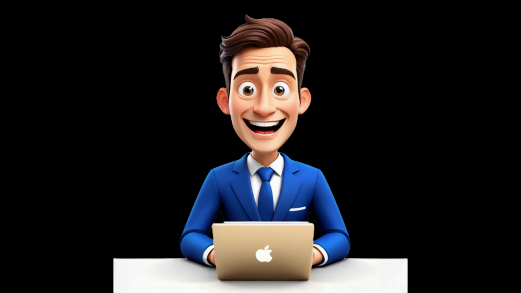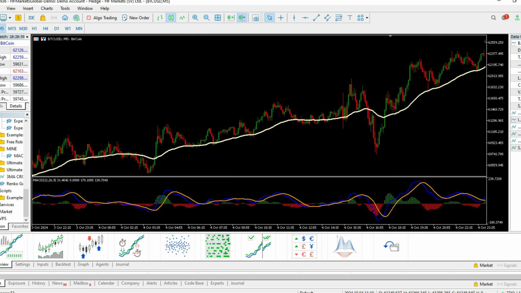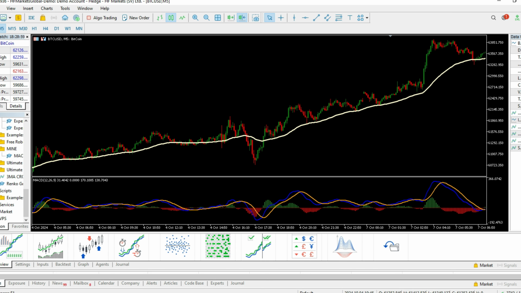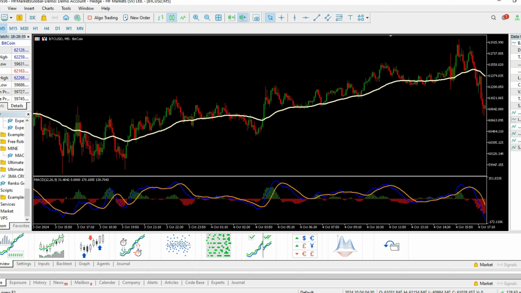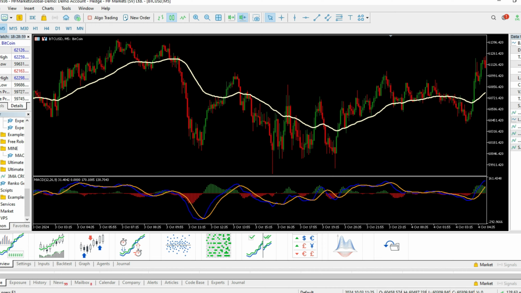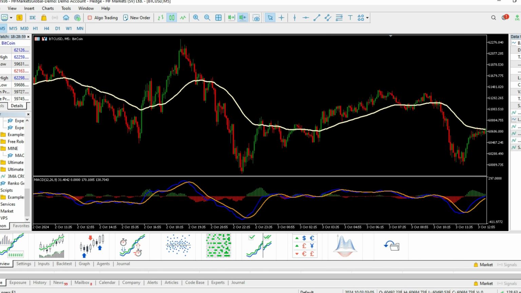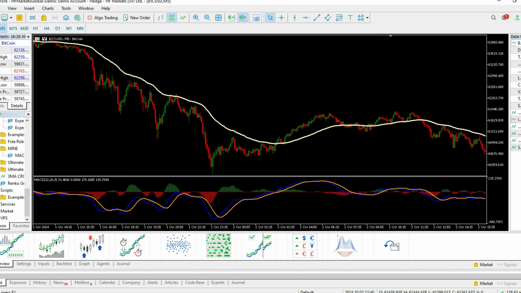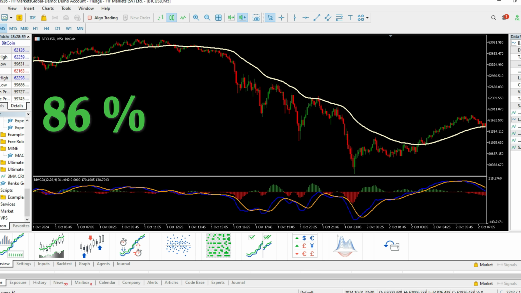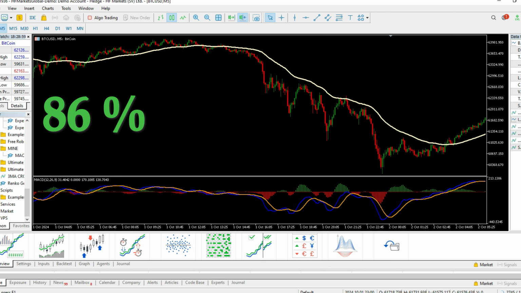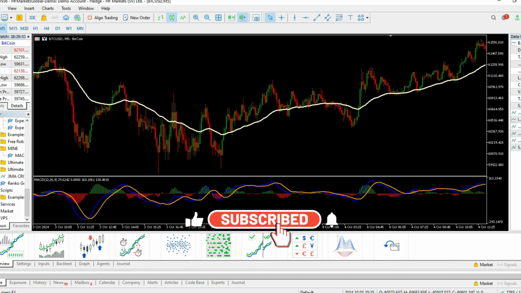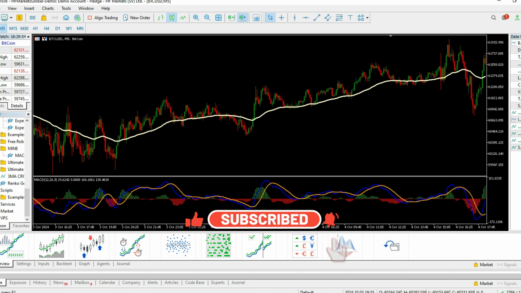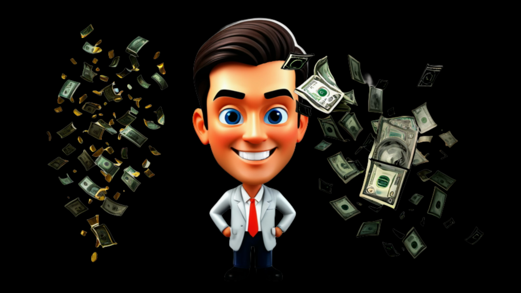Hey traders, you're about to learn one of the most exciting and powerful trading strategies out there, the MACD strategy. But here's the kicker. We're not talking about your average MACD setup. Oh no, this strategy has a potential win rate of 86%. That's right, 86%. And best of all, it's dead simple, works in almost any market, and wait for it, it makes money. Sound good? Let's dive in.